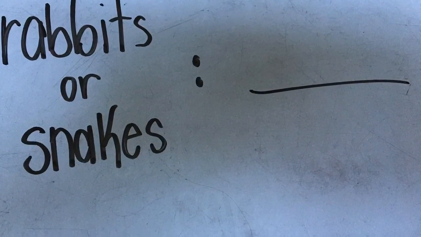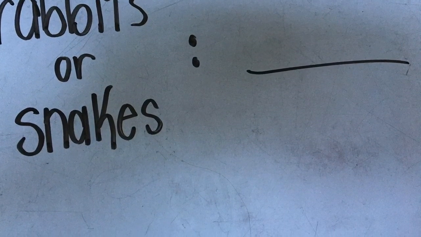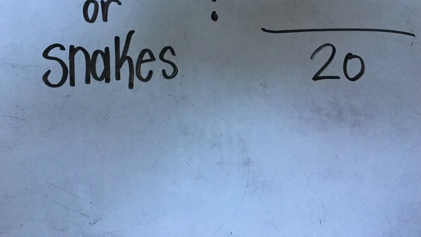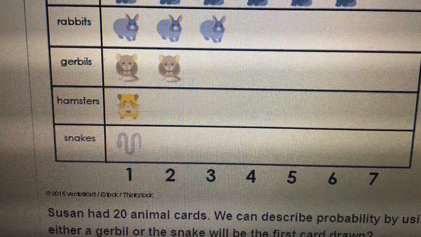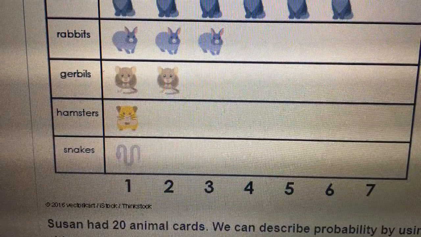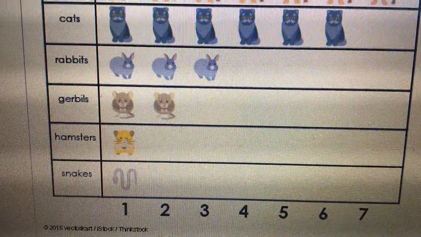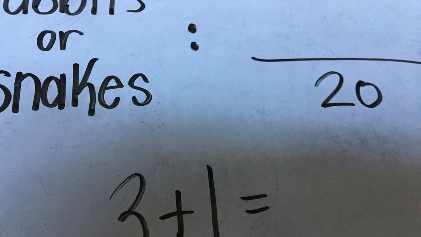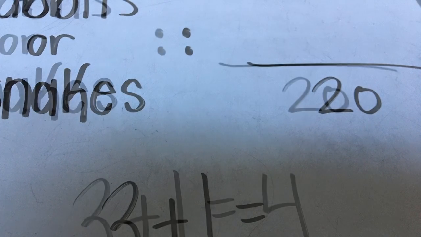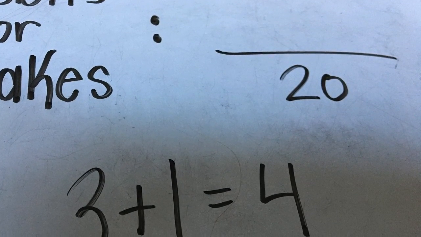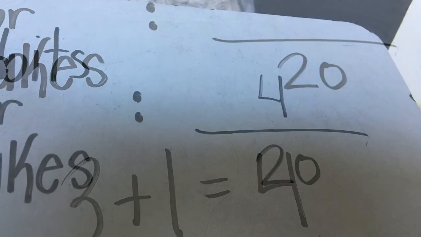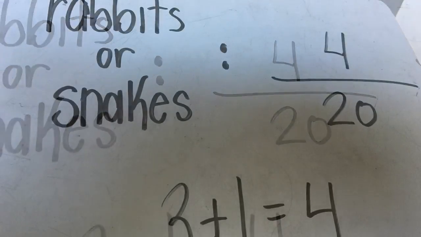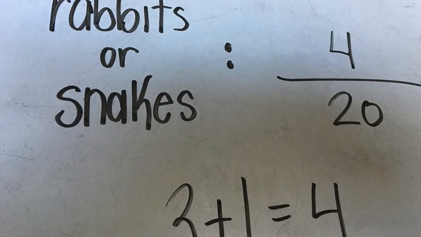So if they wanted rabbits or snakes, we know that, first of all, Susan has 20 animal cards, so 20 is our denominator. So I have to go over here and look at rabbits, which I see are 3, and snakes I see is 1. So I'm going to have to go over here and write down 3 plus 1, and I'm going to add that up, and I'm going to get 4. Now that's going to be my numerator, and remember the numerator is what goes on the top of the fraction. So rabbits or snakes would be 4/20.